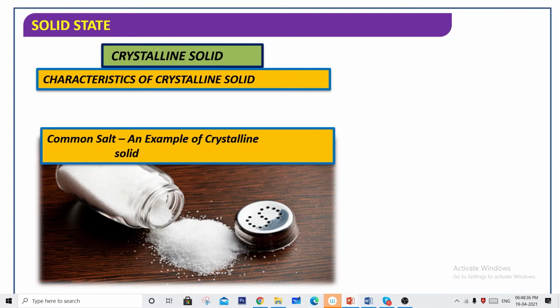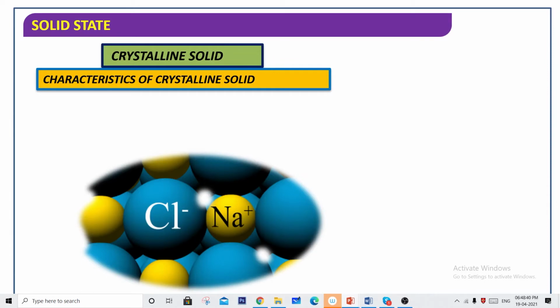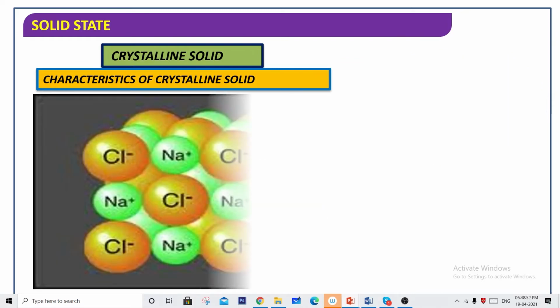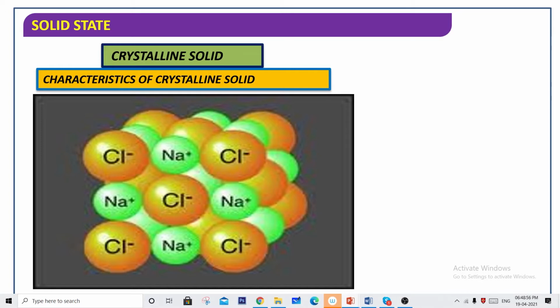Like common salt, sodium chloride, we have two types of ions, sodium ion and chloride ion. And how are these arranged in three-dimensional space? If I show you the three-dimensional space, you can see that after every sodium ion there is a chloride ion, and after every chloride ion there is a sodium ion. There is a regular arrangement of ions in three-dimensional space. Am I clear? Yes, sir. Clear.